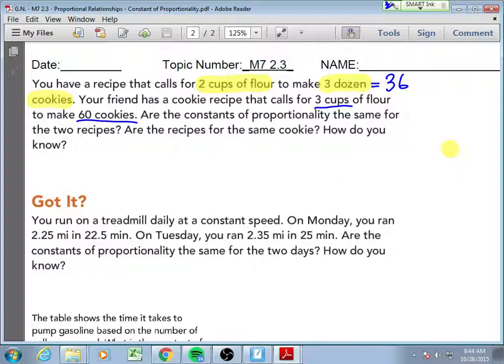Let's take your recipe. Your recipe made 36 cookies with 2 cups of flour. I always think it's easiest, if we've not really been told what we have to do, to put your bigger number on top. So let's make our constant of proportionality here 36 divided by, well, if that's number of cookies, then that would have to be compared with the amount of flour. So how much flour did we use? 2 cups. So the cookies per cup of flour, what's 36 divided by 2? 18. So that tells me that I can make 18 cookies for every cup of flour.